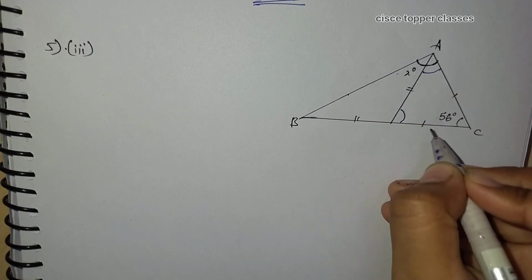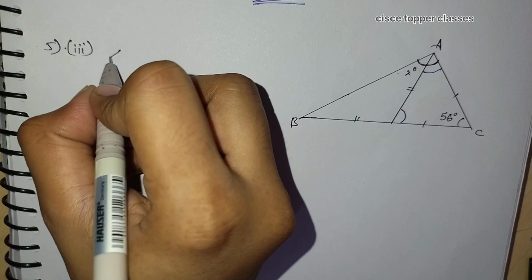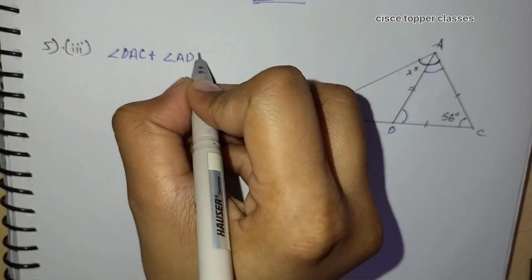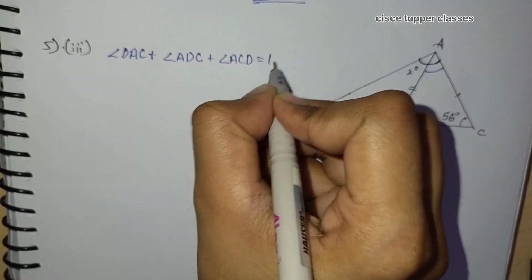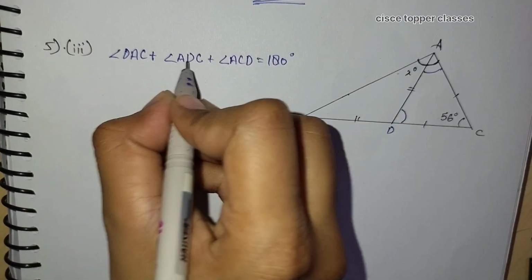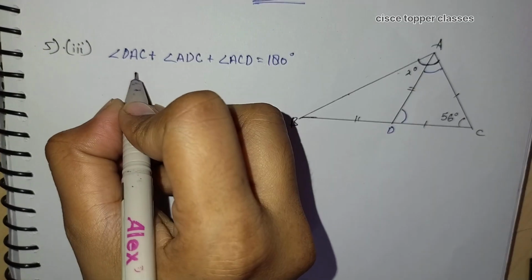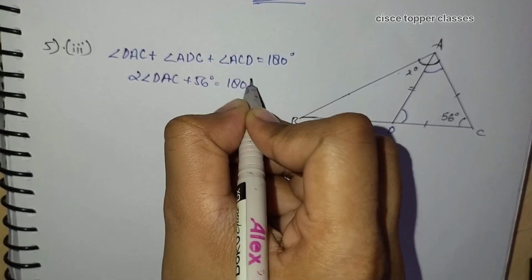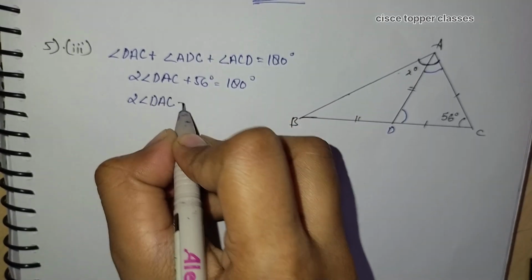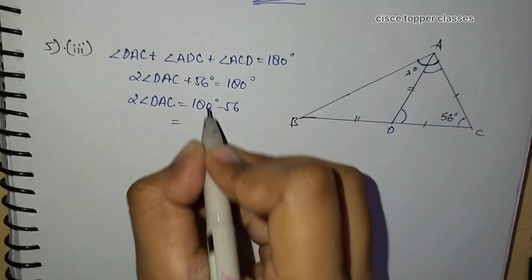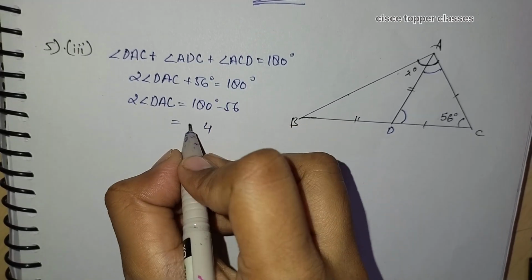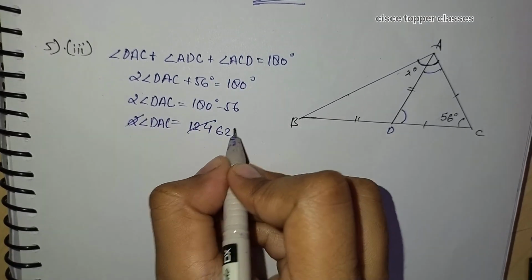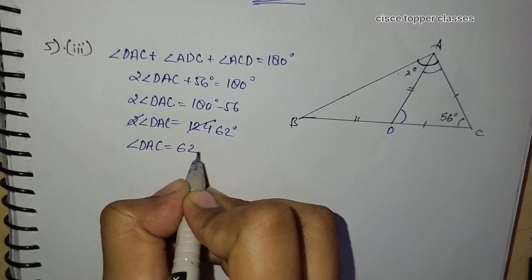Simply we have this angle and this angle equal because these two sides are equal. We can simply write it as angle DAC plus angle ADC plus angle ACD is equal to 180 degree. Putting the value here, we can write DAC is equal to ADC. So it will be 2 DAC plus 56 degree equal to 180 degree. So subtracting this, we will get 2 DAC is equal to 180 degree minus 56 degree, which will be 124. We will divide this part and we will get 62 degree here. So angle DAC is equal to 62 degree.